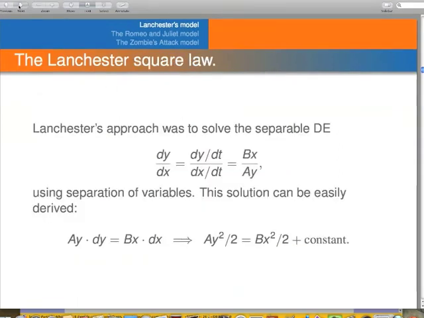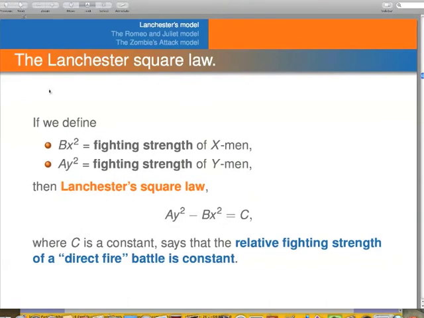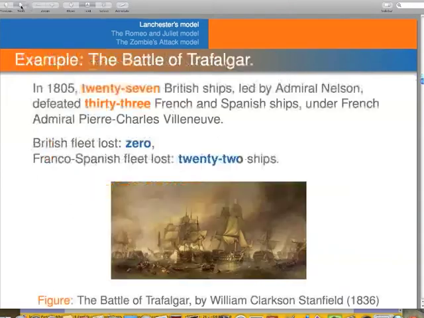Well, Lancaster's approach was kind of clever. He decided, why don't we divide those two equations by each other? And then, using the chain rule, we'll get a separable differential equation. We can solve it pretty easily. And that's what is done here. This is called the Lancaster square law. And sometimes the term b x squared is called the fighting strength of the X-Men, and a y squared is called the fighting strength of the Y-Men. So this says that the relative fighting strength is a constant. That's the Lancaster square law.